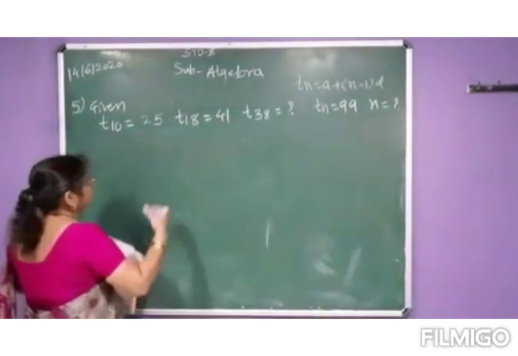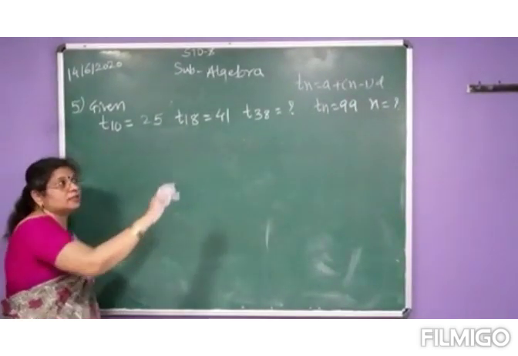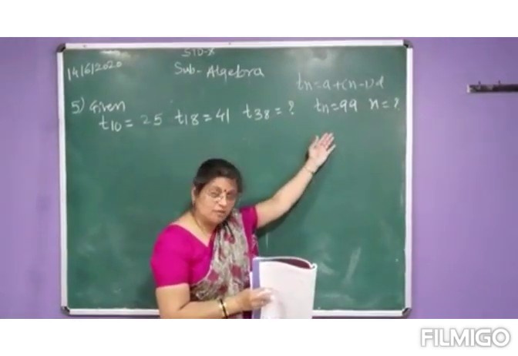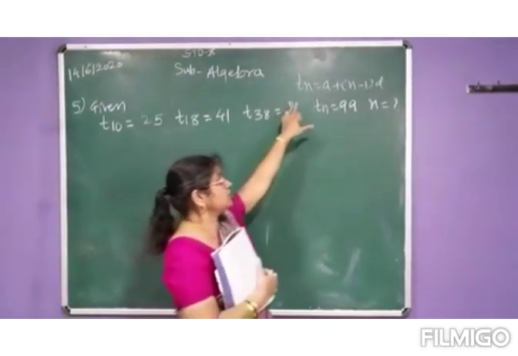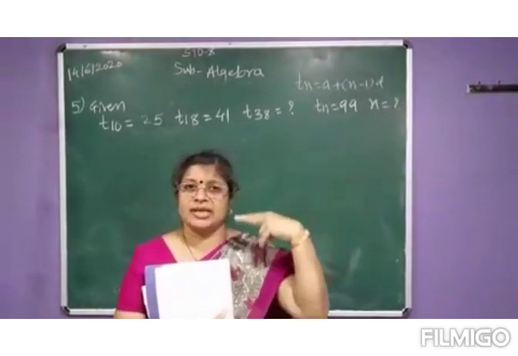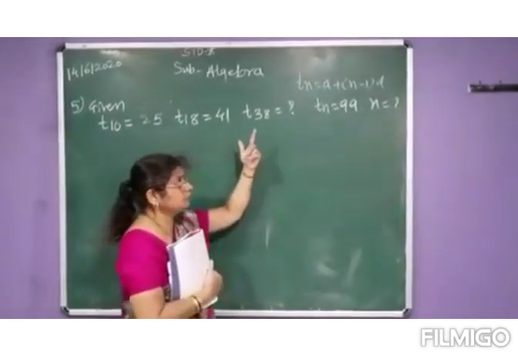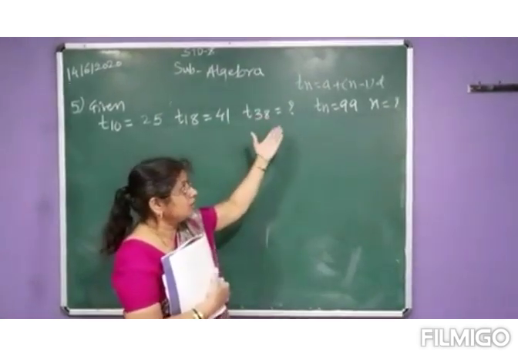Now see here, we might get surprised. Only this is given. Then how will we find T30 and the value of n? For that, by using this formula, you will get 2 simultaneous equations. Once you get 2 simultaneous equations, you are able to find the value of A by the elimination method.